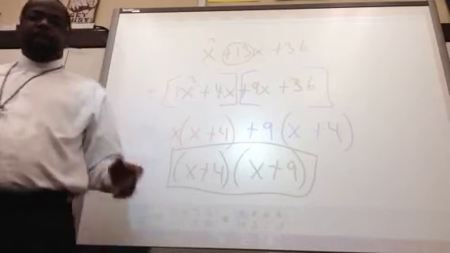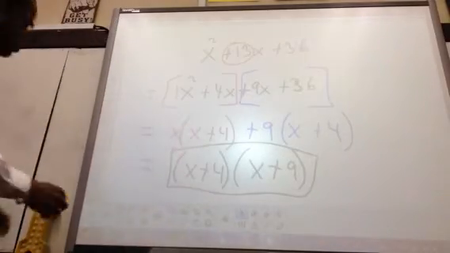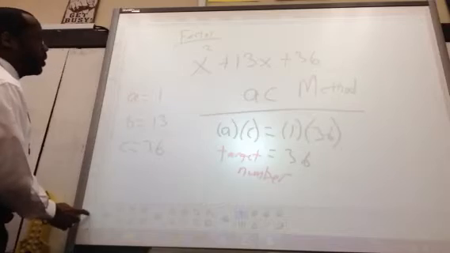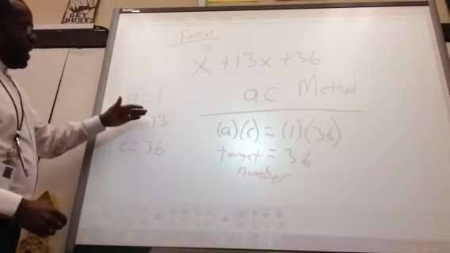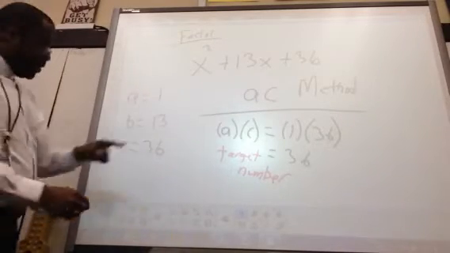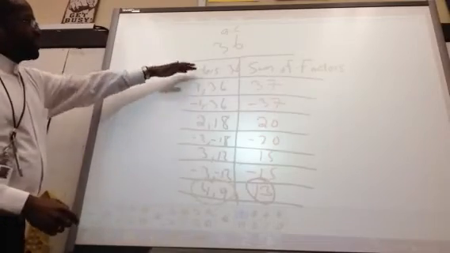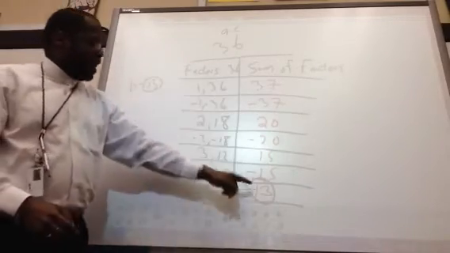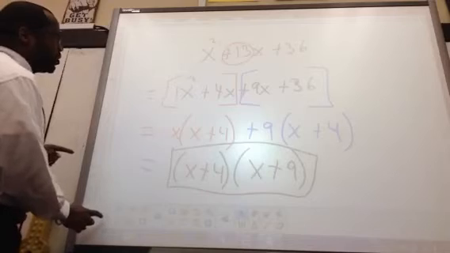Now, the process that we've done with going through all of this, looking at the values of a, b, and c, doing a times c, looking at factors of that target number to find the value of b, all of this works every time.